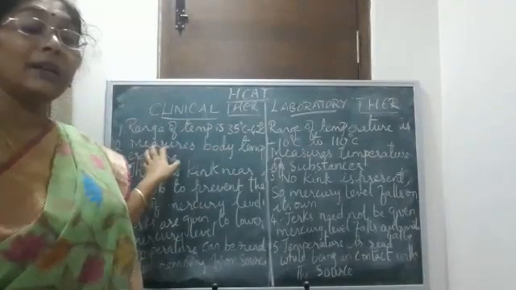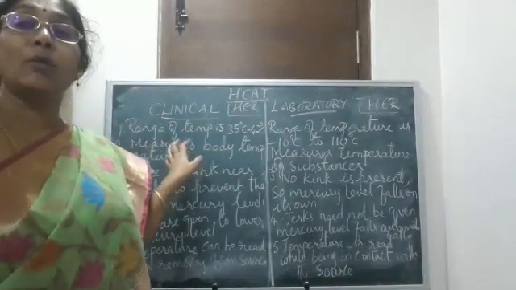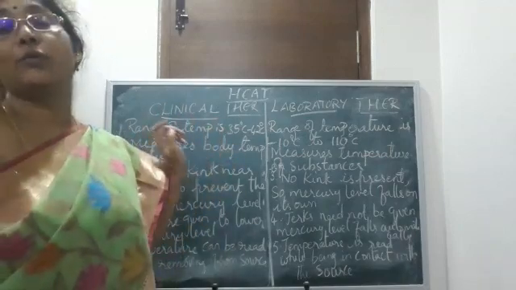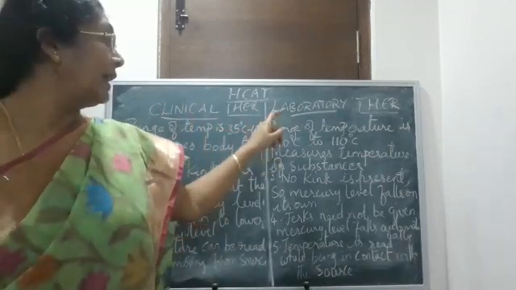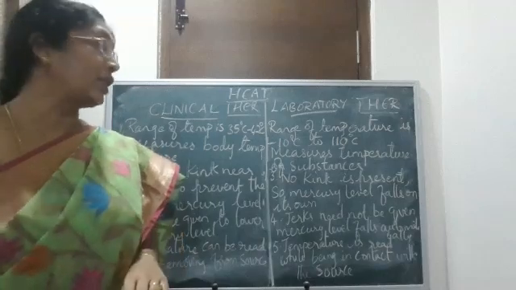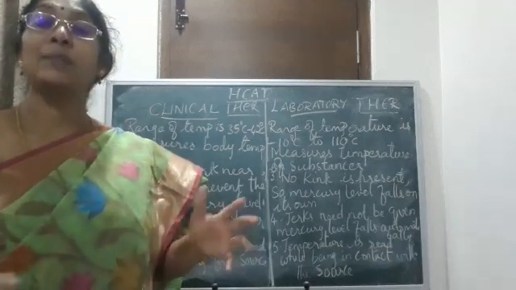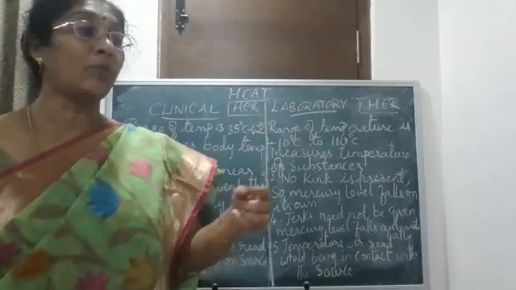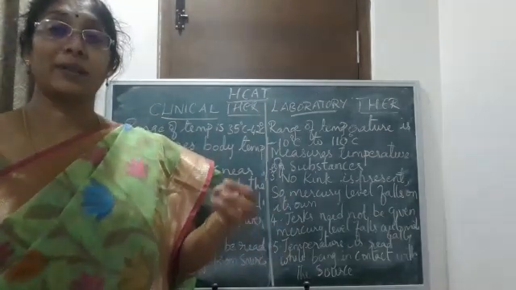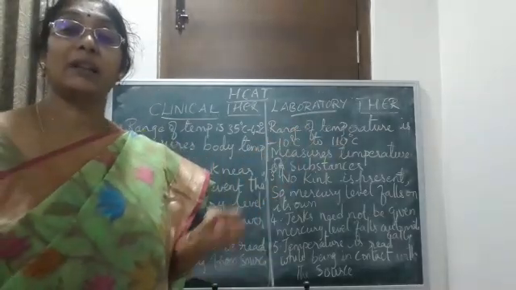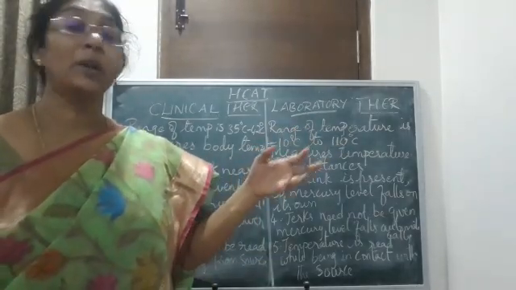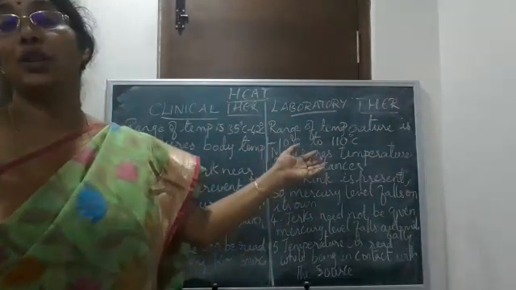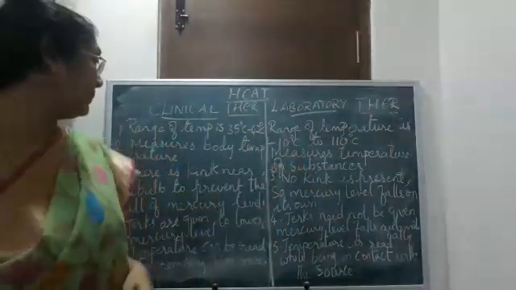A clinical thermometer measures body temperature only, human body temperature only. Whereas a laboratory thermometer is used to measure the temperature of substances, especially in the laboratory. When some chemical reaction is taking place, at what temperature this reaction happens, that is measured with this. A melting point or boiling point of any substance can be measured using this thermometer.